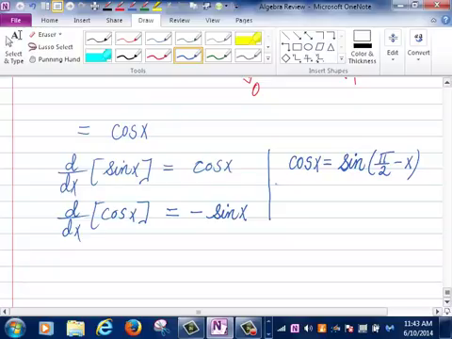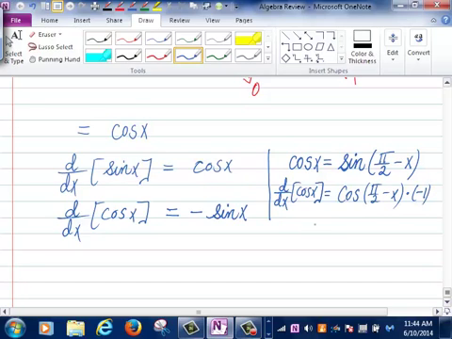So you can think of this: outside is sine x, inside is this guy. So if you take the derivative of the outside, what do you get? This would be derivative of sine x is cosine x, right? But you have to evaluate at the inside. You get this. And then multiply by the derivative of inside, right? What's the derivative of the inside? Negative 1. So what do I get? Negative. What is cosine of pi over 2 minus x? That's sine x, right?